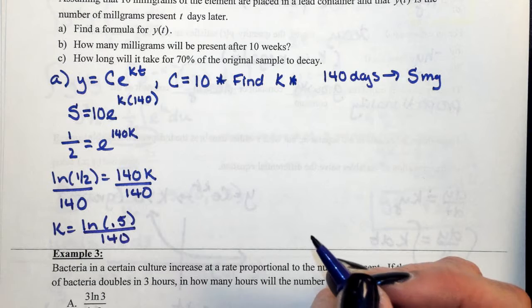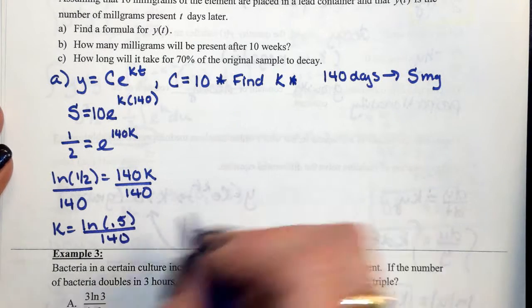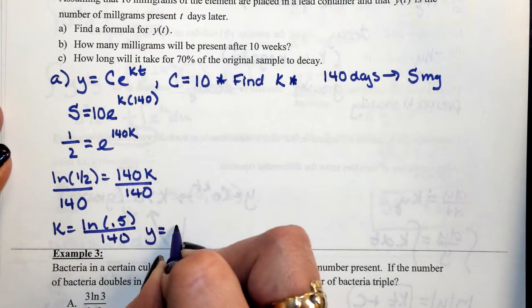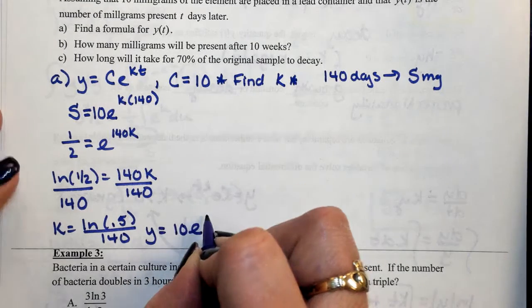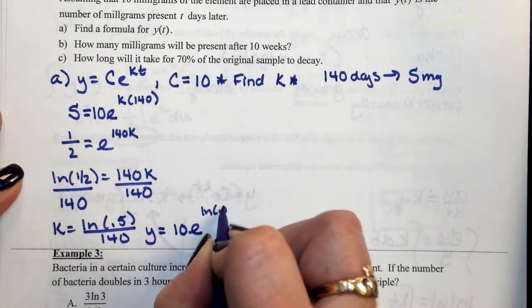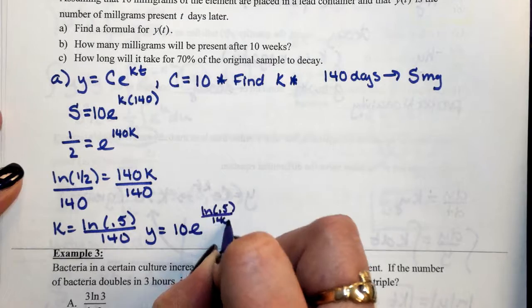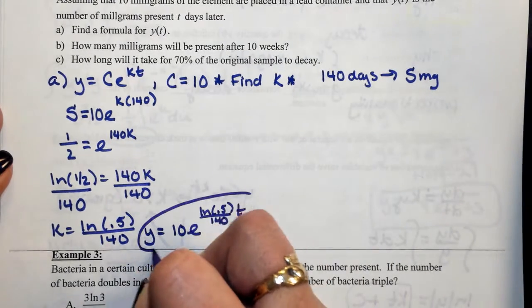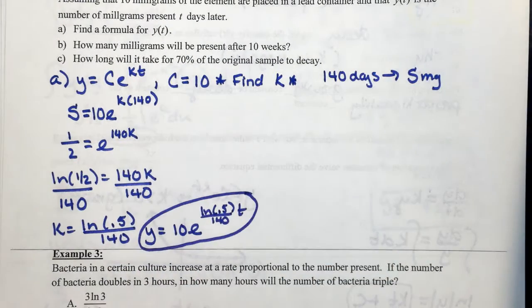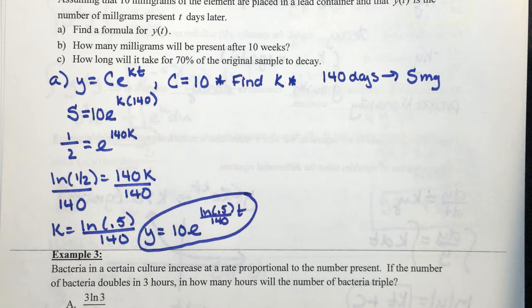So now I have the pieces to actually write the equation for part A. So y is going to be equal to 10 times e raised to the natural log of 0.5 over 140 times t. Okay. So any questions on part A, coming up with the equation? Yeah, Esther?